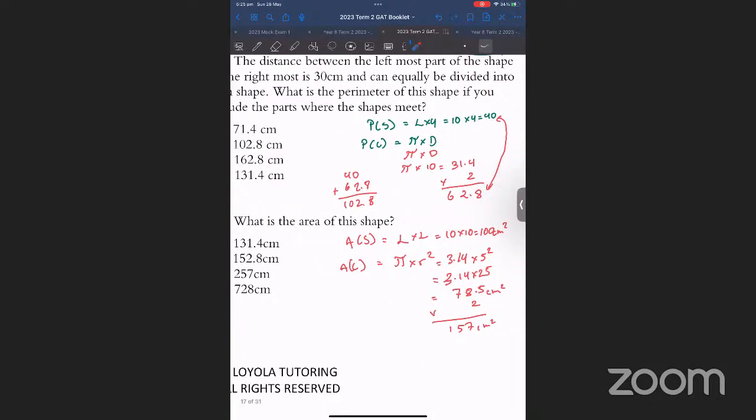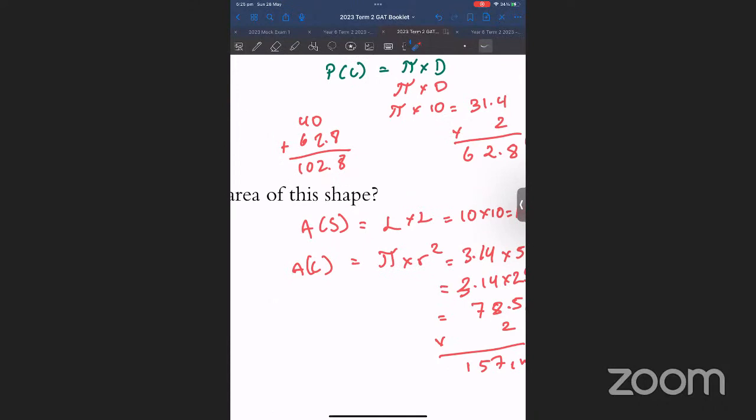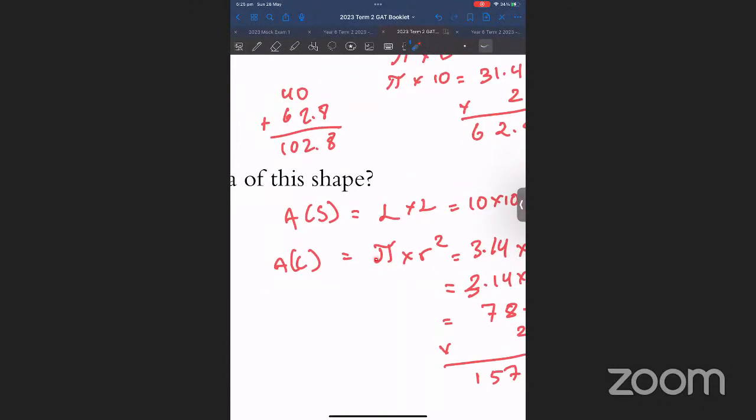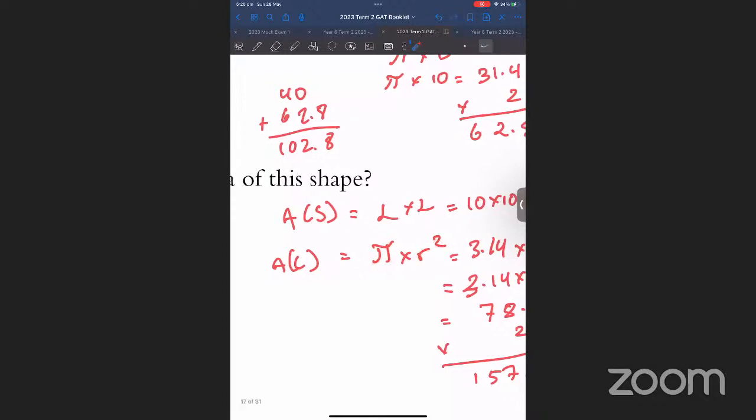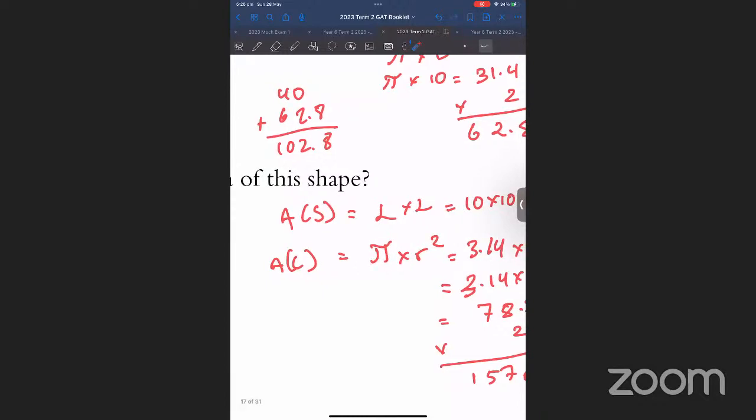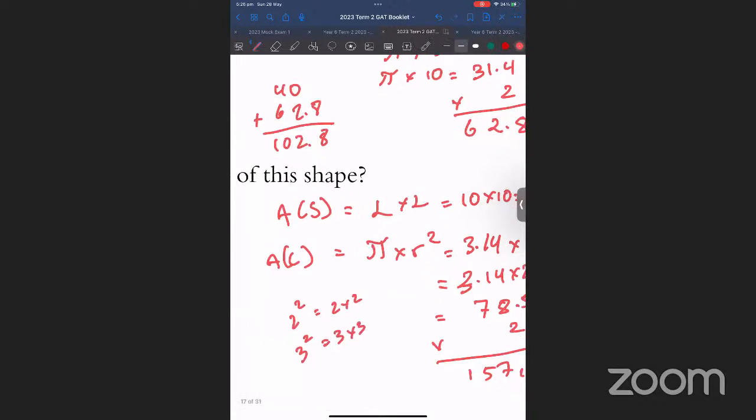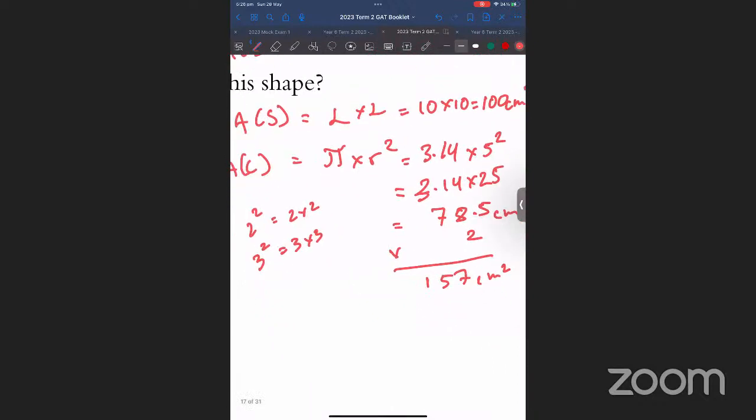All right. And then the area of a circle, it's this formula here. It's pi multiplied by r squared. So squared is when you multiply a number by itself. So 2 squared is 2 multiplied by 2. 3 squared is 3 multiplied by 3. And in this question, we had 5 squared. So 5 squared is equal to 5 multiplied by 5, which is 25.